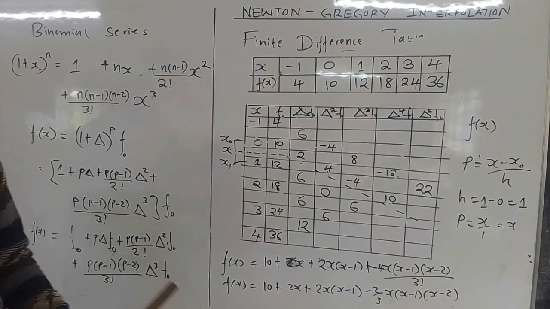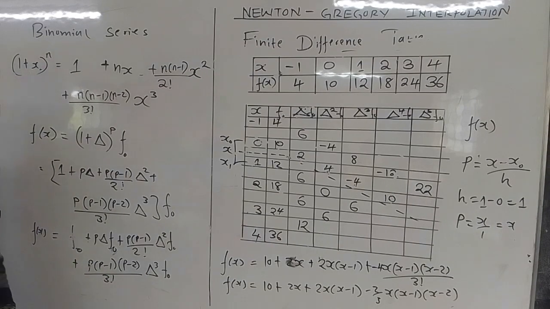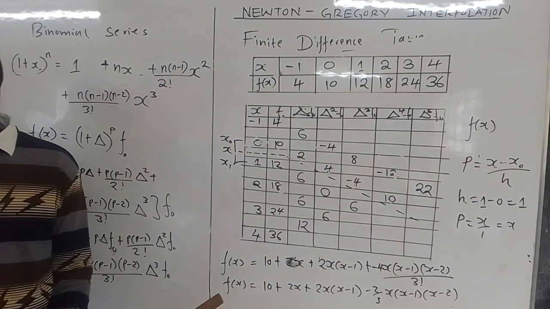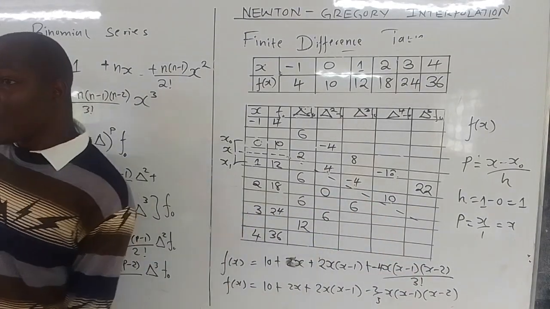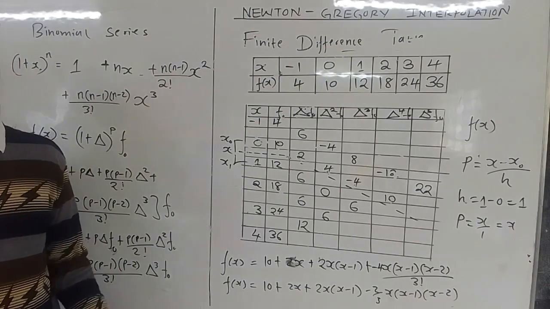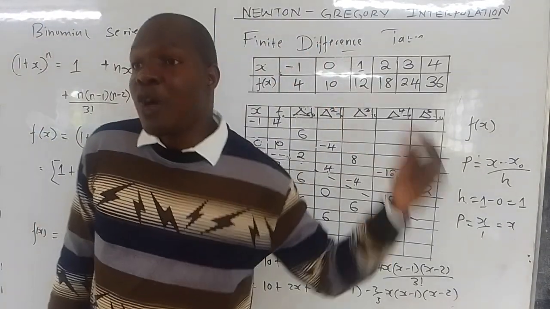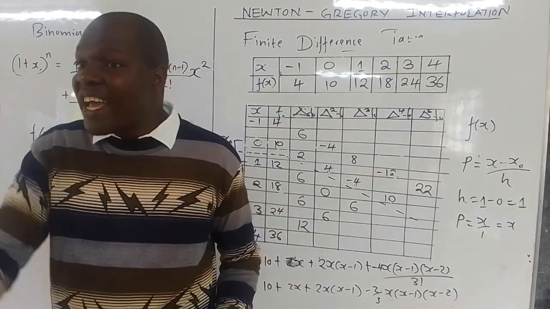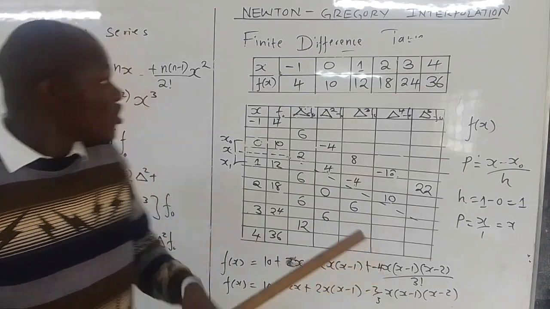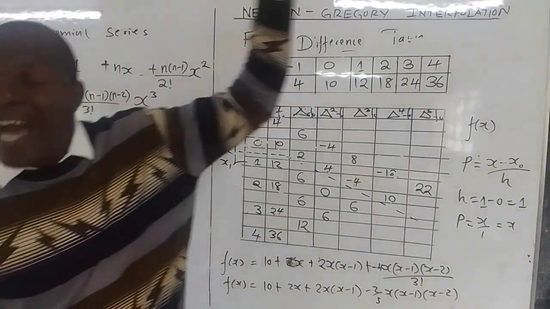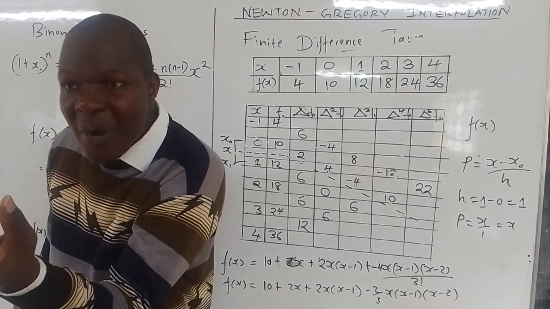Have you seen? I've only reached the cube, meaning when you are told it is a cubic polynomial, the highest power of x they want is power 3. We can still proceed, but we are not proceeding because they told us that f of x is a cubic polynomial. When they say that, they are expecting the highest power of x to be 3, because this binomial expansion, you expand it up to the point you want. Are we together?